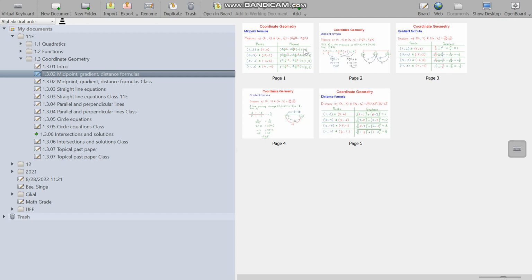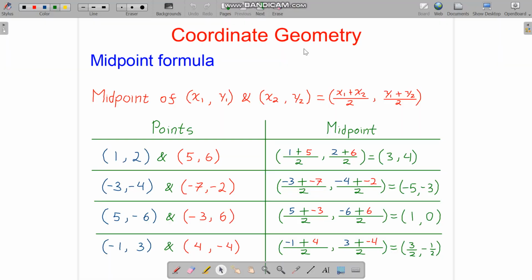Hello everyone, this video is about the midpoint, gradient and distance formula. The midpoint formula is this: we just find the average of the x values and the average of the y values. So we add and divide by 2.